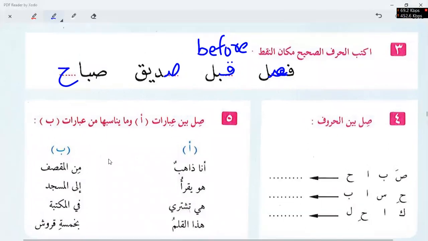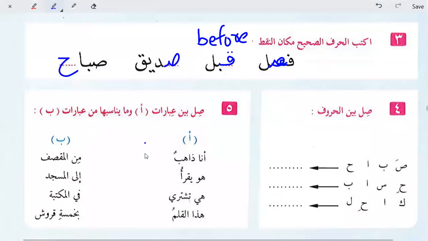Next student is Fawaz Adana. Assalamu alaikum. Wa alaikum salam. Join them and translate them. Ana dhahibun ila al-masjid. Meaning? Huwa yaqra.